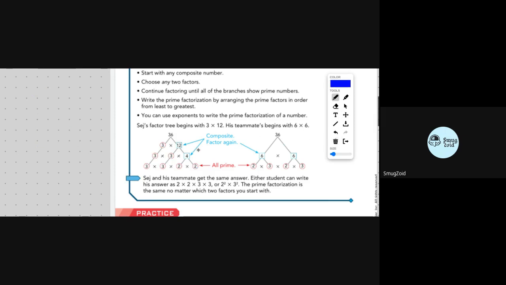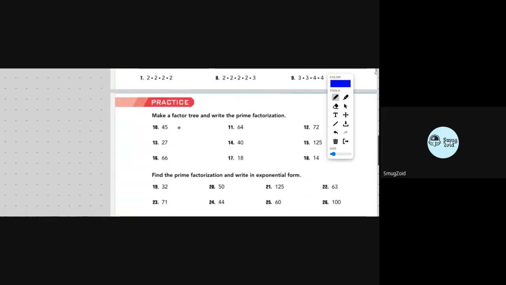So I'm going to try another one down here. All right, make a factor. I'm going to do 45. Oh, this will be fun, right? 45. Remember my numbers, 2, 3, and 5. I immediately see the 5. Identify that. That's the first thing I'm going to do. Take the 5 out. 5.